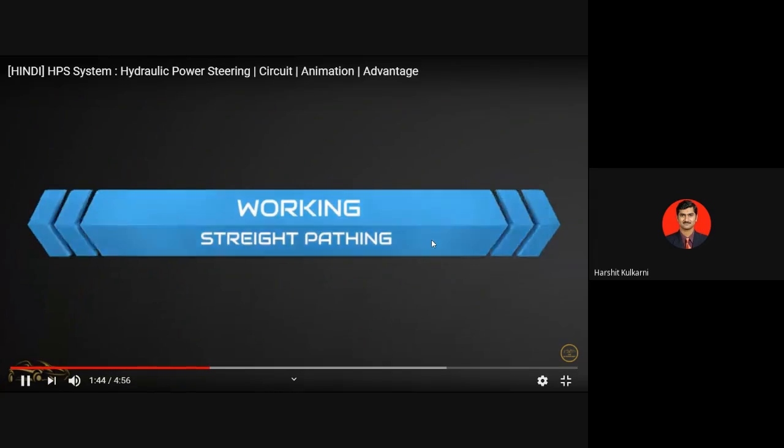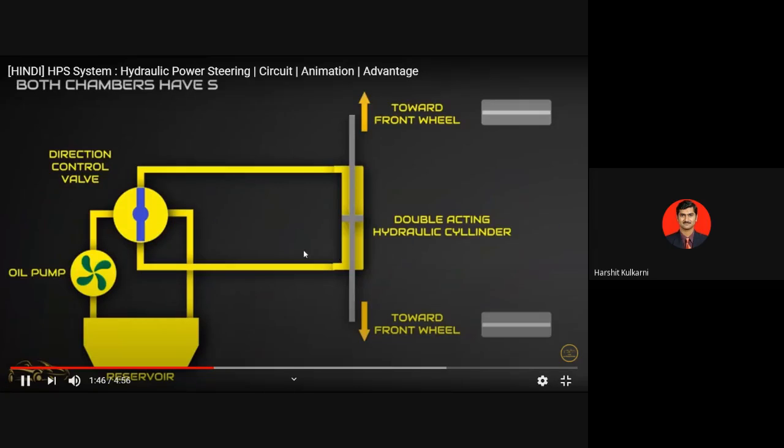This is the first condition wherein you are at a high speed and you are moving in a straight direction. Okay, so you don't want the wheels to be turning to the left or right. So let us see, we are not giving any input to the steering wheel.